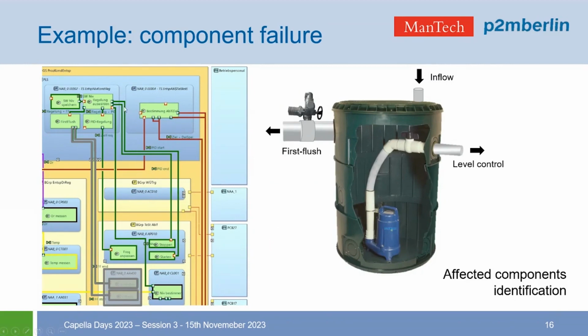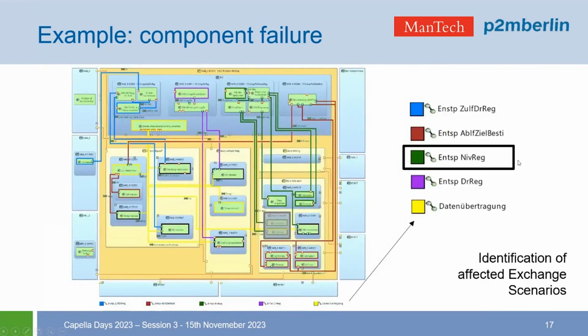So yes, this green one is the functional chain that we are analyzing, since it's the one that's affected by the component failure we are taking into account. This is the functional chain we are talking about. I apologize because the model is in German. It just means level regulation.